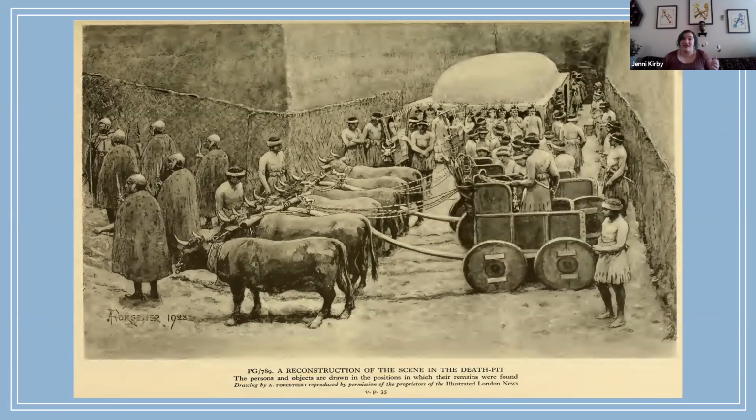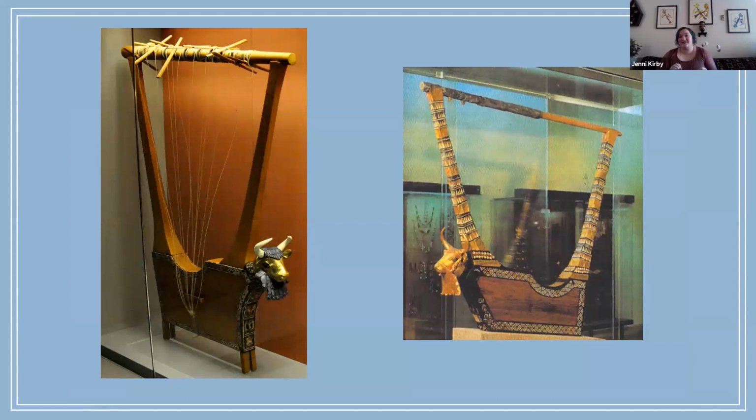So what's really interesting here, and I've highlighted it, is we've got these two big triangular instruments, and these are bull-headed lyres. So here are these actual instruments, and they survive, and you can see them in museums. So they found two of these really large bull-headed lyres, and you can see they're adorned with gold and lapis lazuli.